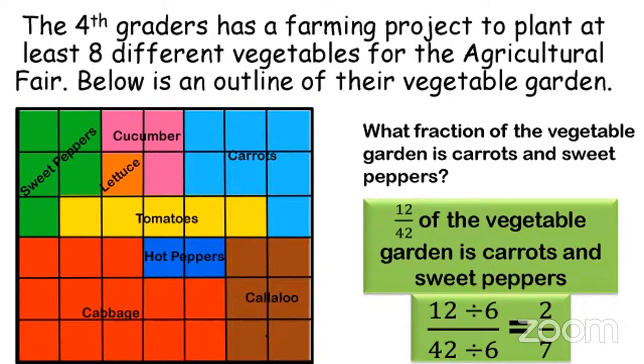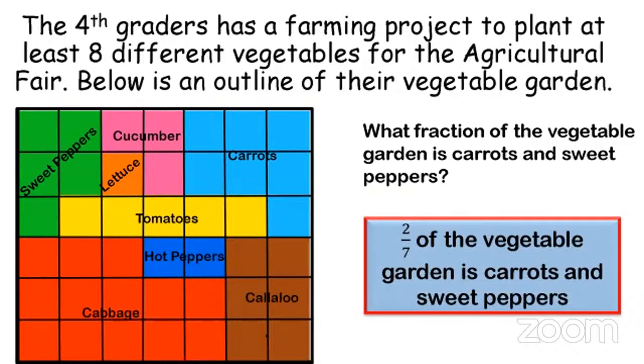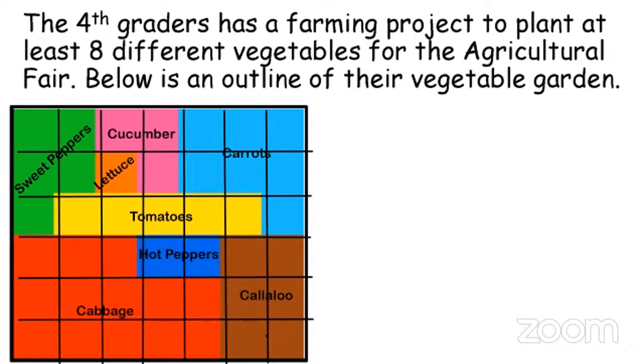Great job. So that means we have 2/7 of the vegetable garden representing carrots and sweet peppers. For those of you who didn't get this yet, go ahead, make your correction. And for those who did not simplify to its lowest term and you left it at 6 over 21, you can go ahead and do some more simplifying. Great job, guys. All right, so let us move on to our next question.